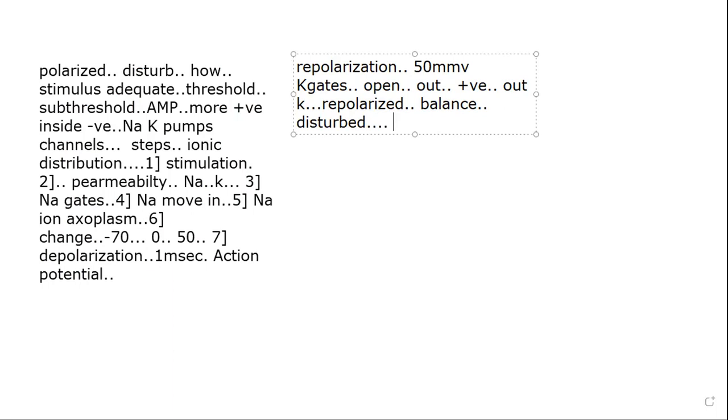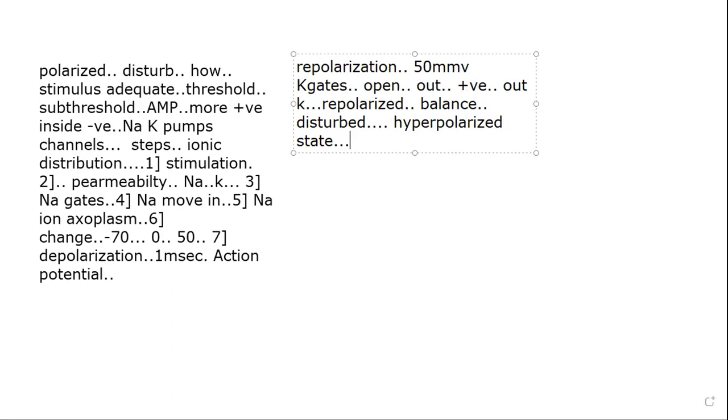In this situation where we have a very high number of positive ions outside, our neuron is said to be in a hyperpolarized state. Our neuron has become overpolarized. Our neuron has become hyperpolarized. And this happens at the peak of the action potential.